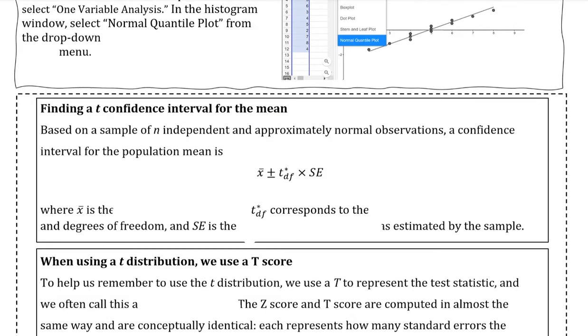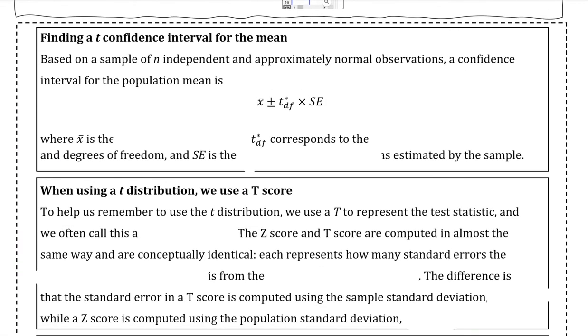Back to the notes, we then have finding a t-confidence interval for the mean. Since we are now working with the t-distribution, we should be able to apply some of our methods from previous chapters, such as a confidence interval. There are not many differences, but you should pay careful attention to what defines the margin of error here. We have that based on a sample of n independent and approximately normal observations, a confidence interval for the population mean is x bar plus or minus t star with a subscript of df times SE.